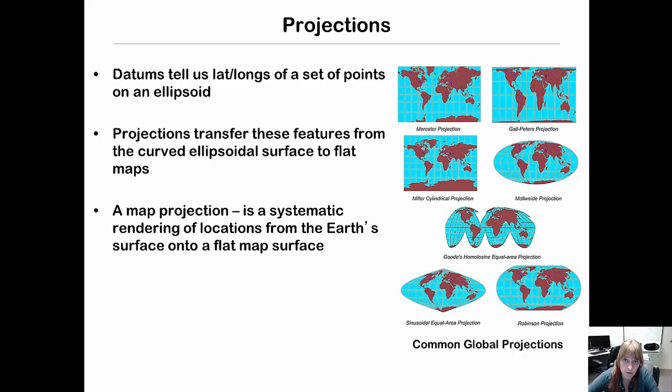It's a systematic rendering of locations on Earth onto a flat surface. And so that's where you get the different types of projections. If you look over here to the right, you can see that the Mercator projection looks much different than, say, the Mollweide or the Goode homolosine equal area projection. So it definitely comes into play which projection you use.